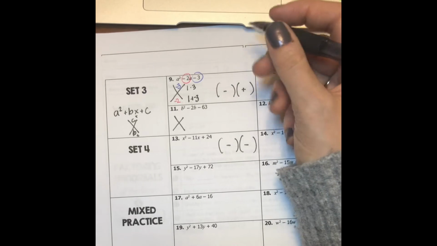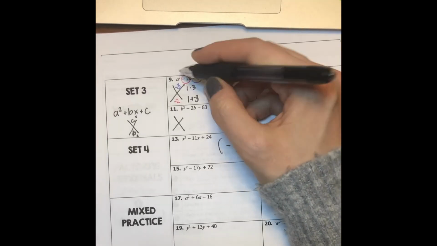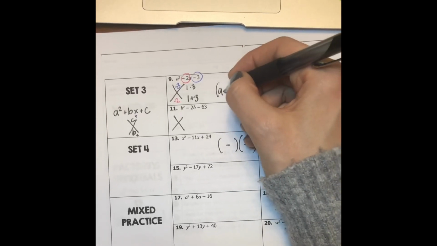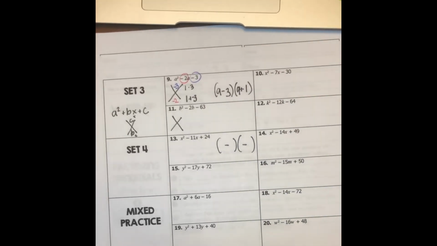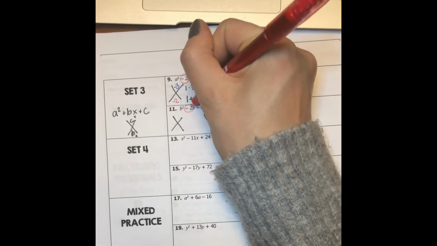So generally speaking, you put the -1 here first. So we're going to start with our variable. And then our negative number is going to be the 3, and our positive number is going to be the 1. Okay, here we go. We've got a -2.